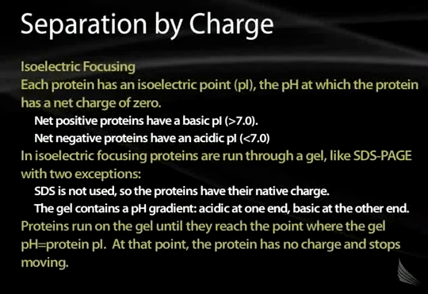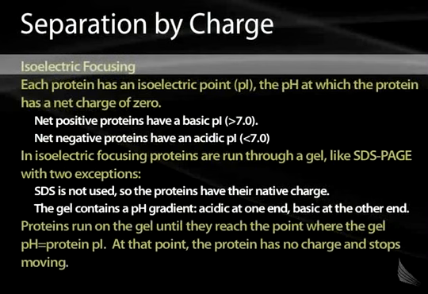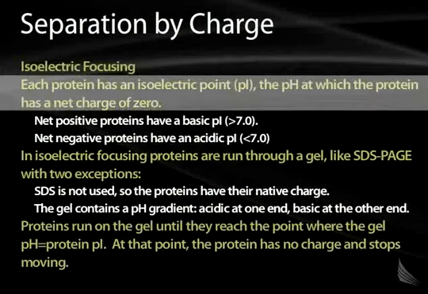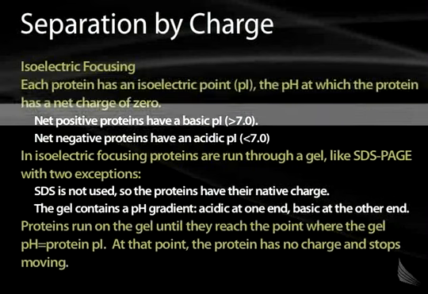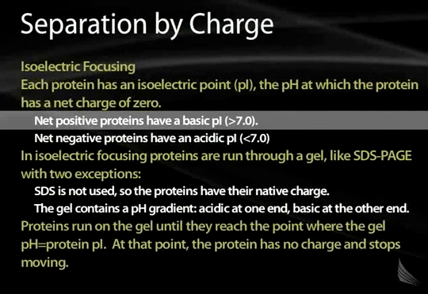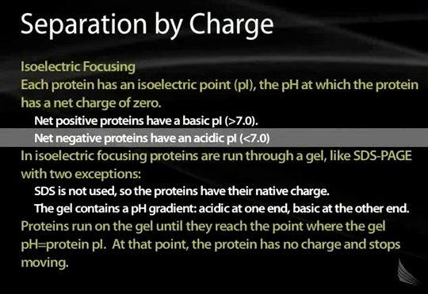Another way that we can separate proteins by charge is similar to electrophoresis. It's a specific type of electrophoresis called isoelectric focusing. Now, every protein has a particular property that we call its isoelectric point. This is the pH at which the protein has a net charge of 0. Now, proteins that are positive will have a basic pI. That is, they will only have a net charge of 0 at pHs greater than 7.0. Proteins that have a net negative charge will have an acidic pI. That is, they will only have a net charge of 0 at pHs lower than 7.0.